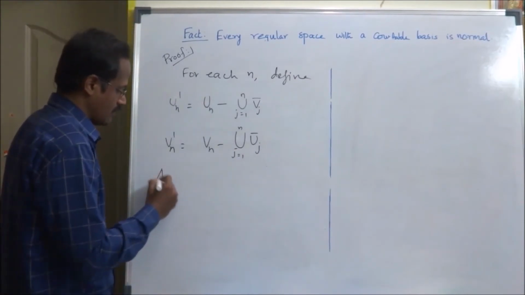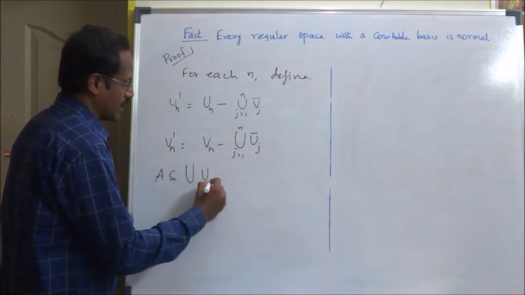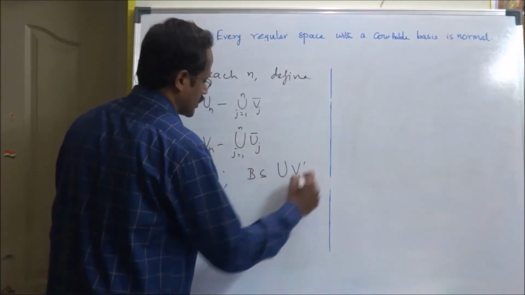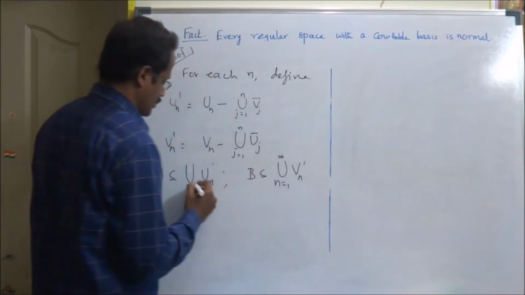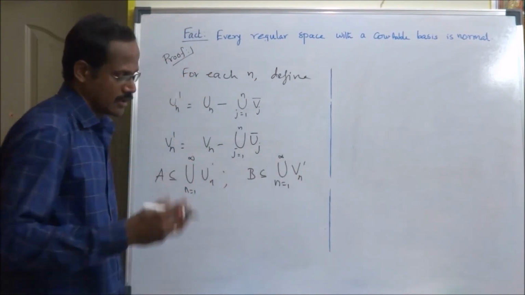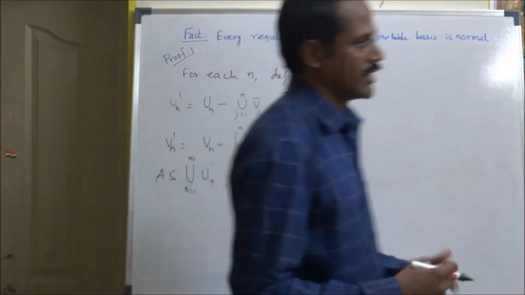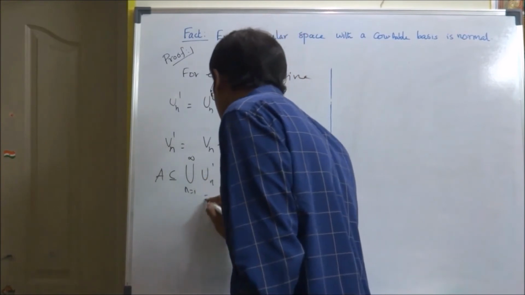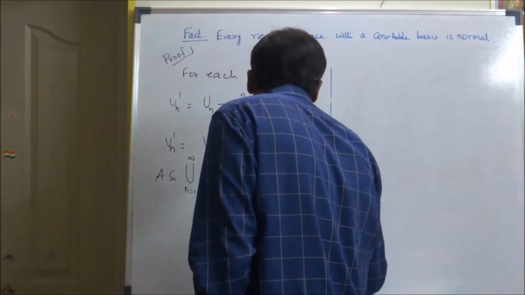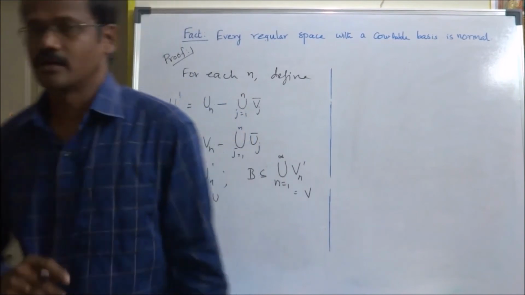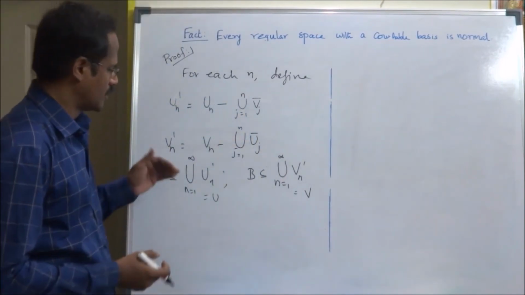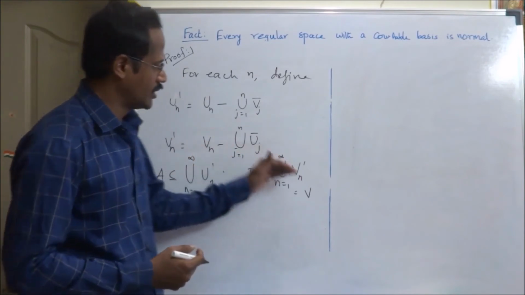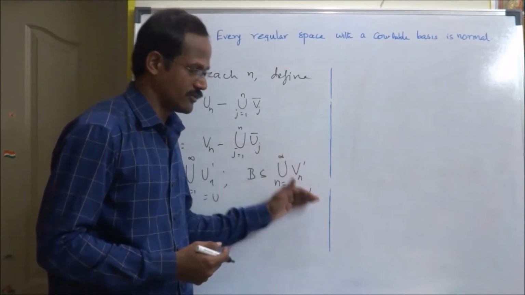So A will be contained in this union of Un dash, and B will be contained in this union of Vn dash. This is true because of our construction of Vn dash and Un dash. You call this your open set U, and this is an open set V, as the required open sets. So now we already observe that this union of Un dash is an open set, therefore U is open. This union of Vn dash is open, therefore V is open.